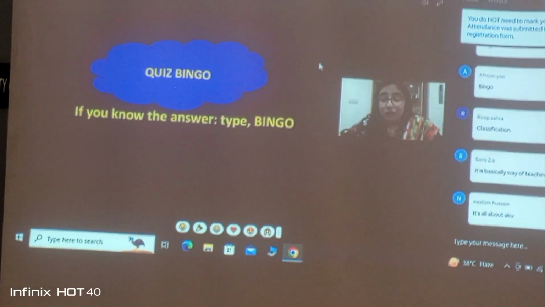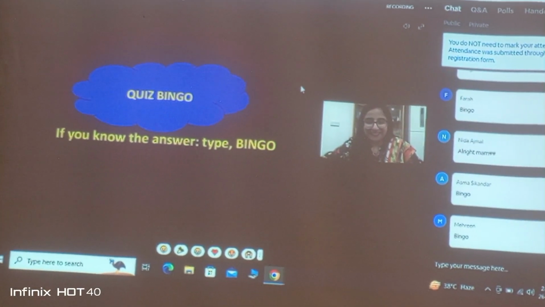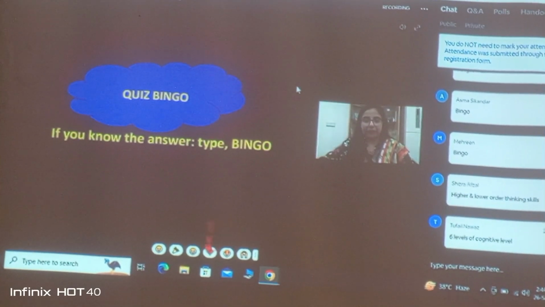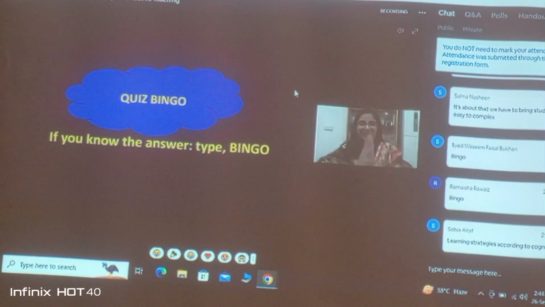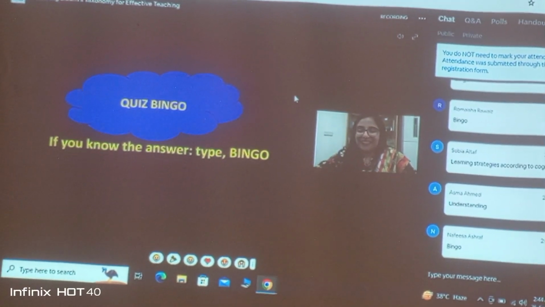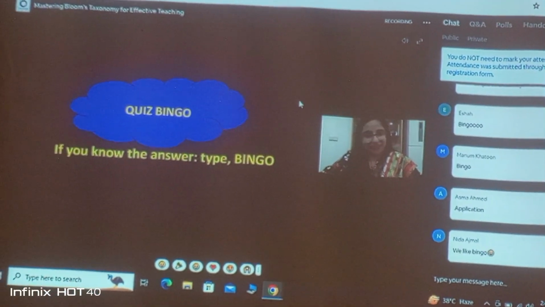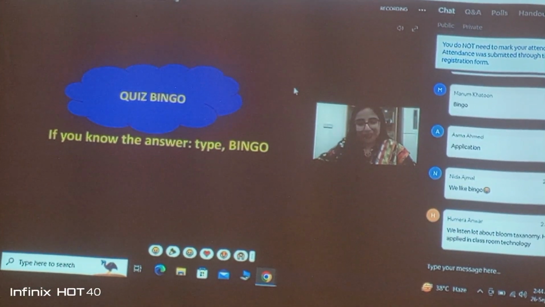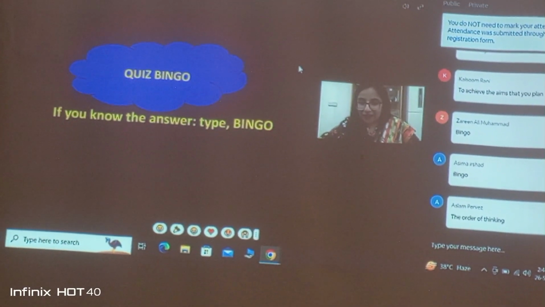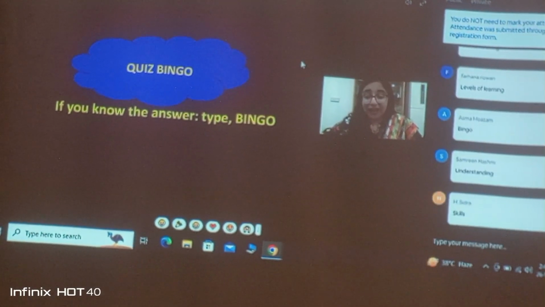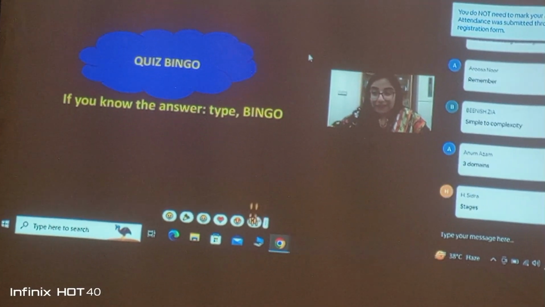The born teachers use it unconsciously. So Aslam, thank you very much for that critical answer. It's crucial. Understanding, Neelam, exactly, understanding. Hasiba says it's bingo. So yes. So it's okay. So Binish, can you tell me what is Bloom's taxonomy? What is Bloom's taxonomy? Okay, Shirza says it's higher and lower order thinking skills. Sylvia says it's learning strategies.